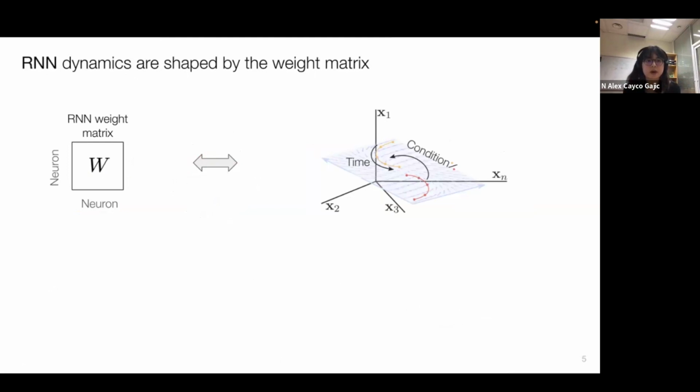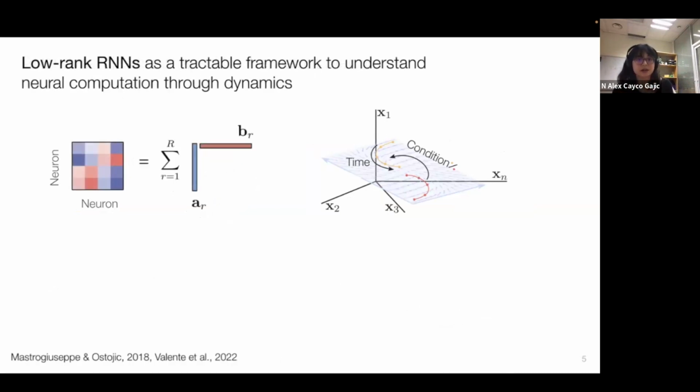Okay, so the RNN dynamics are shaped by the weight matrix. And it's known that there's a special class of weight matrices that are very convenient because they are tractable, and we can use them to understand neural computations. These are low-rank RNNs developed by Francesca Mastrogiuseppe and Srdjan Ostojic. And the idea is that if you have a low-rank constraint on the weights, so I'm going to write that low-rank constraint in the same way here, just in different forms.